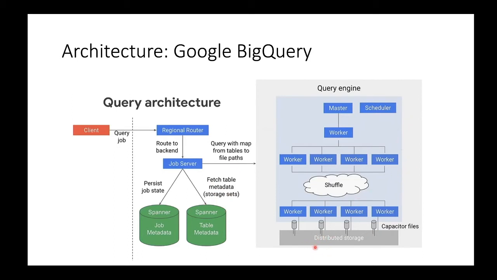Note that Google BigQuery does use columnar storage, specifically called Capacitor, but it does not utilize columnar formats like, for example, Parquet or ORC. It uses their own proprietary format called Capacitor. Capacitor files lie in the distributed storage, and it uses worker or n-tiered worker nodes to aggregate and perform shuffles and aggregate that data finally into the master.